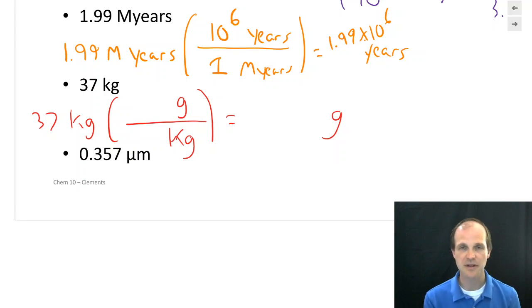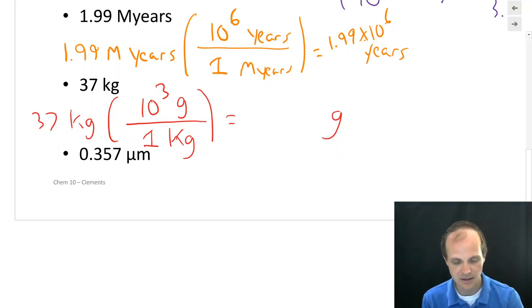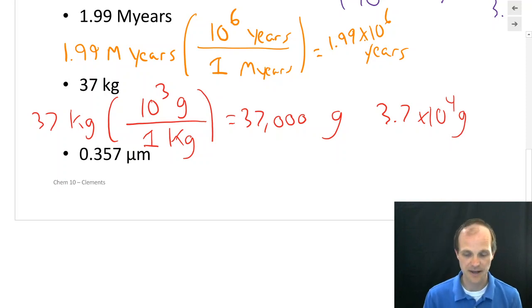So which one's bigger, a gram or a kilogram? Kilo is 10 to the 3rd if you look on your list, so it is bigger. And I need a lot of grams, 10 to the 3rd, a lot of grams stacked on top of each other to make one big kilogram. Type that into your calculator. Your calculator will probably tell you 37,000 grams. You could also write that as 3.7 times 10 to the 4th grams, and you'd be okay.